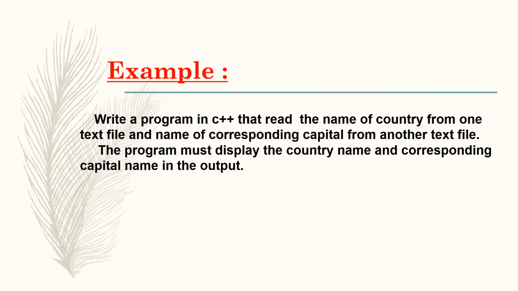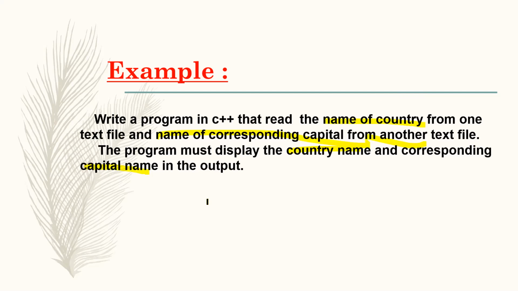Write a program in C++ that reads the name of a country from one text file and the name of the corresponding capital from another text file. Means we have to open two text files. One is for the name of a country and another is for the name of the capital. And the program must display the country name and capital name in the output.